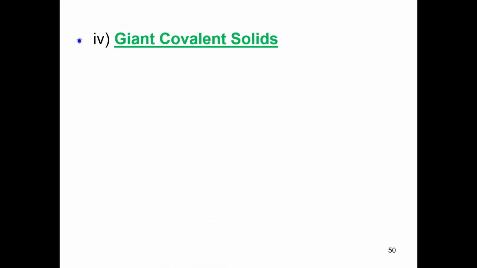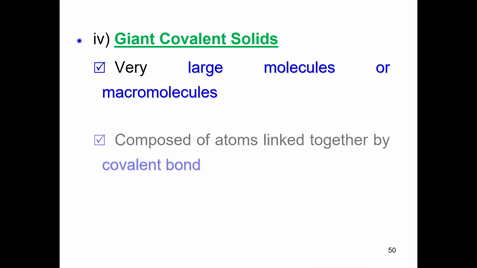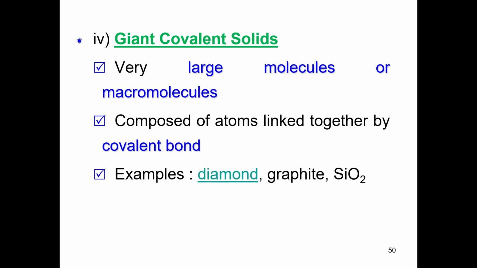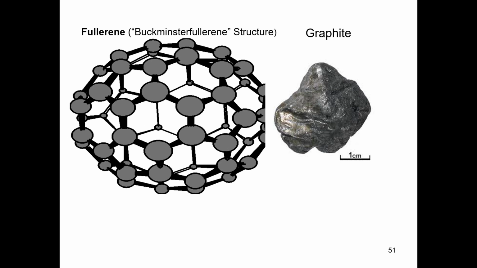Next, giant covalent solid. Giant covalent solid dia merupakan molekul yang sangat besar ataupun also known as macromolecules. It is composed of atoms linked together by covalent bond. And the example of giant covalent solids are diamond, graphite and silicon dioxide. So this is the fullerene, Buckminster fullerene structure, and this is graphite. Okay, example of graphite.